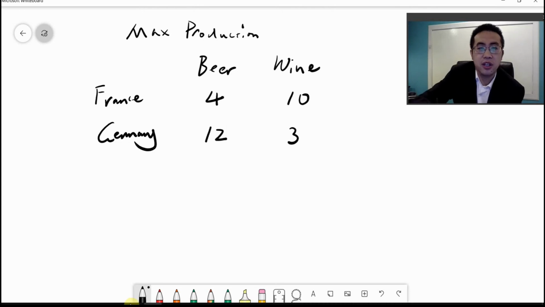So this is an either-or situation. Okay, this 4 and 10, 12 and 3, they do not coexist. So it's about using 100% of resources to focus on one product. So this is called a max production table. All right, so from the comparison, you can see that France is good at wine production compared to Germany, as 10 is greater than 3, and Germany is better than France in beer production, as 12 is greater than 4.